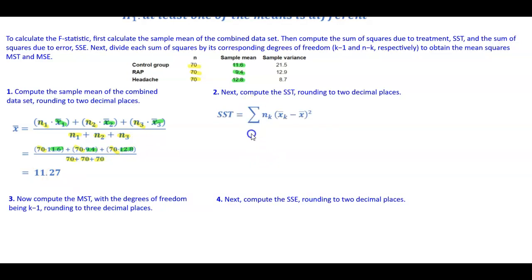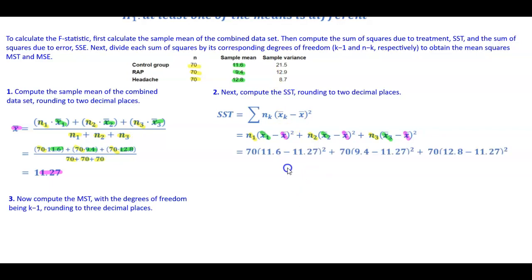Now we're going to compute the SST, rounding to 2 decimal places. This formula tells us that we need the sample sizes, N1, N2, and N3, and then our sample means for each one. Then we use the combined sample mean that we found, which is 11.27. So using our formula, it's the sample size times the sample mean of 1, 11.6 minus 11.27, squared.